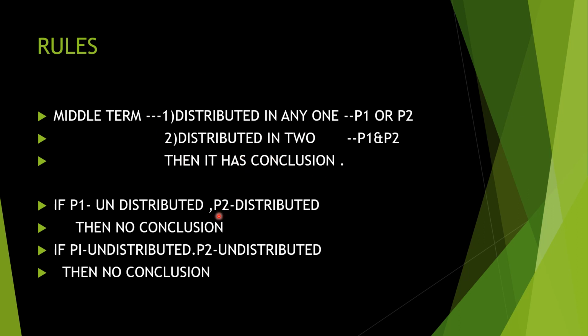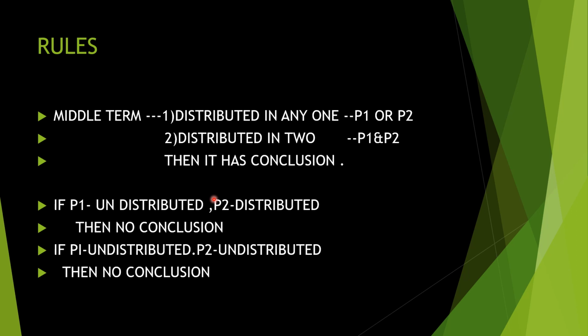Then next, if P1 is undistributed and P2 is distributed, then there is no conclusion. The argument should not have any conclusion. So when undistribution and distribution come, there is no conclusion. And if P1 is undistributed and P2 is also undistributed, then there is no conclusion. So you can keep it as an easy way: undistributed, distributed, undistributed, distributed. When it comes like this, there is no conclusion. So you keep this in memory. These two points you have to keep in mind.